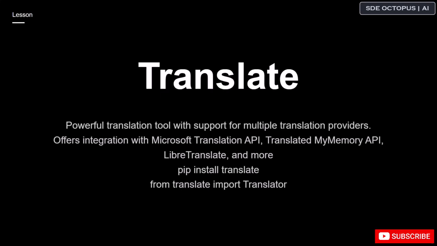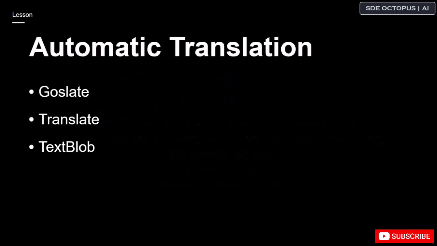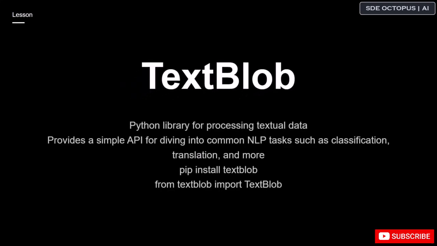Now let's talk about our last library for automatic translation in this section. The last translation tool in this section, the third program, is called TextBlob. This library is from Python libraries, and you can use it for processing textual data. That library provides a simple API for diving into common natural language processing tasks, such as classification, translation, and many more.